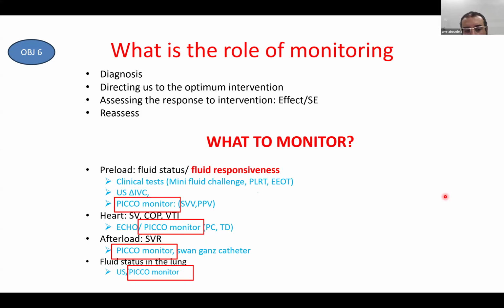Using the PICO monitor, of course, I will talk in details about the limitations, and there are some limitations, of course, as every tool has its limitations. But the PICO monitor represents one of the important and easy tools for hemodynamic monitoring, and I think it should be present in every ICU. It's not very expensive, by the way. Maybe the expense will come from using the special catheter. It's somewhat expensive, but still you should be aware of the PICO monitor and its uses, and I will talk about this in the next stations.